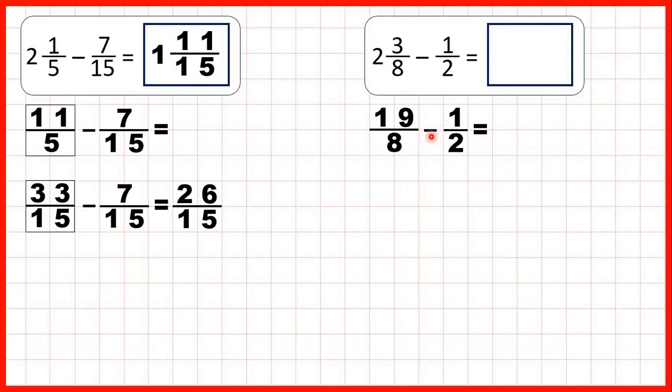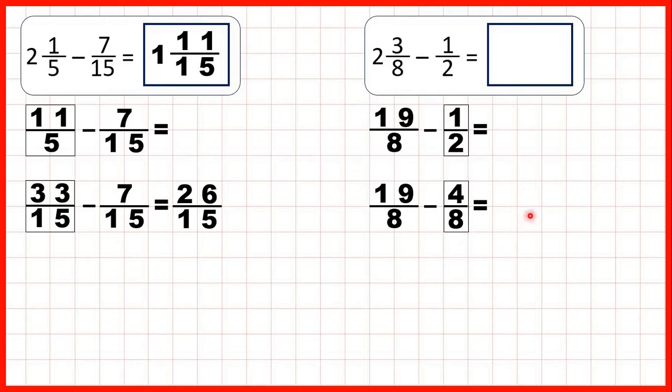But again, to subtract fractions, we need the denominators to be the same. Now 8 is in the 2 times table, so this time we need to find an equivalent fraction for the fraction that we're subtracting. We need to find a fraction equivalent to 1/2, which has a denominator of 8. So we can rewrite our question as 19/8 minus 4/8. That's equivalent because 2 times 4 is 8, and 1 times 4 is 4.